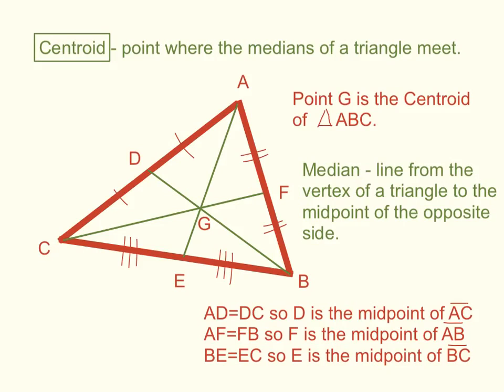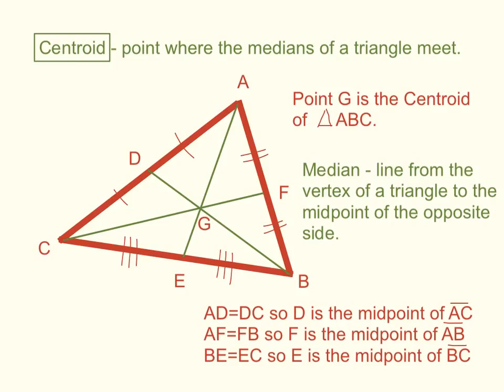All right, welcome to video number 2. And this is all about triangles and the parts of some of these triangles. The first part we're going to look at is called the centroid. And a centroid is the point where the medians of a triangle meet. And in this case, point G is the centroid of triangle ABC.